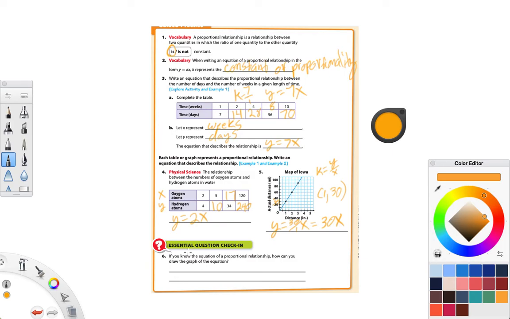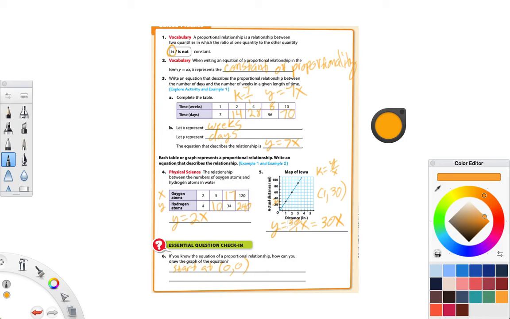And then the essential question check-in. If you know the equation of a proportional relationship, how can you draw the graph of the equation? Proportional relationships all start at 0, 0, so we can start at 0, 0. And then our proportion, so if it's 30, we would go up 30 for every time we went over 1. We call this rise over run. We use it more with slope, but it works with this just as well, for whatever our rate is.